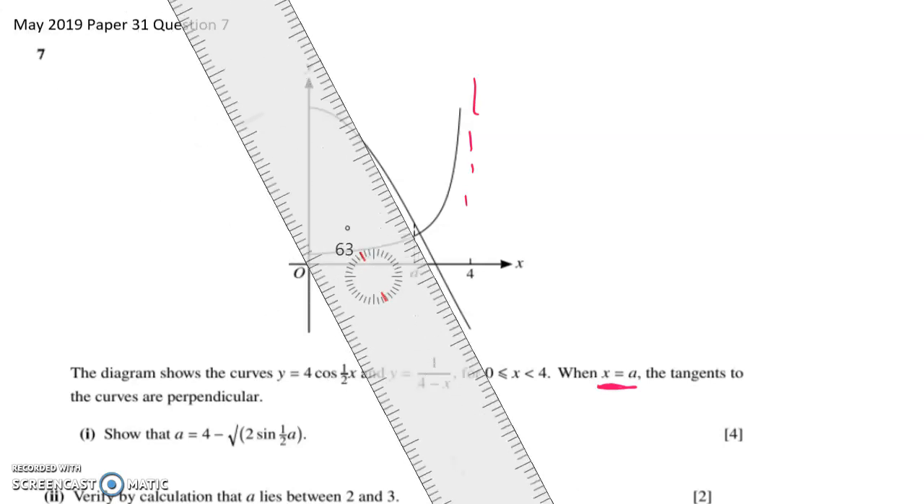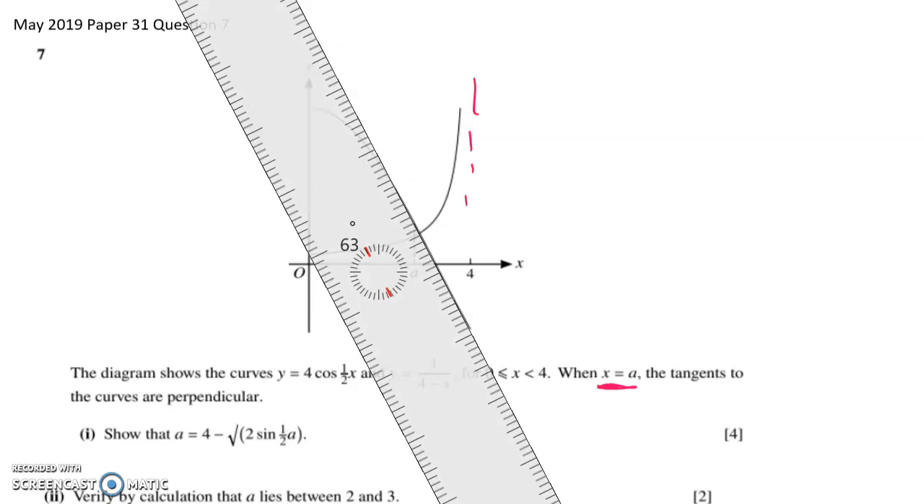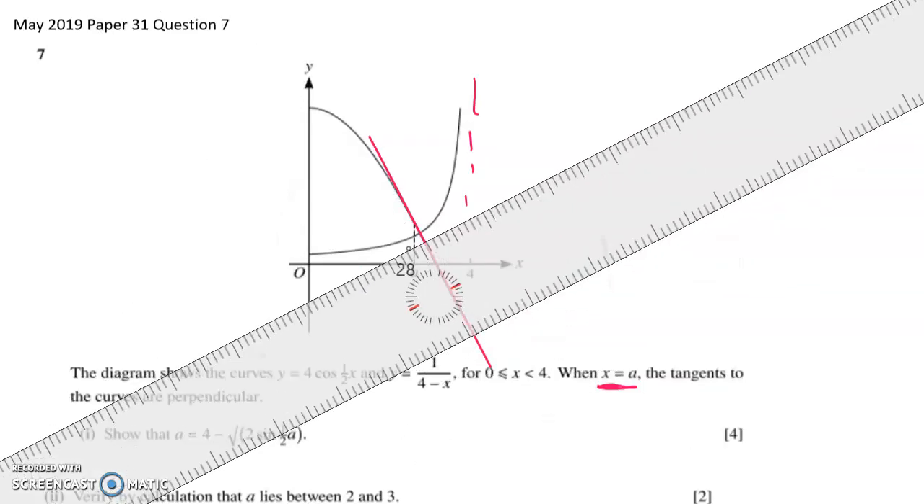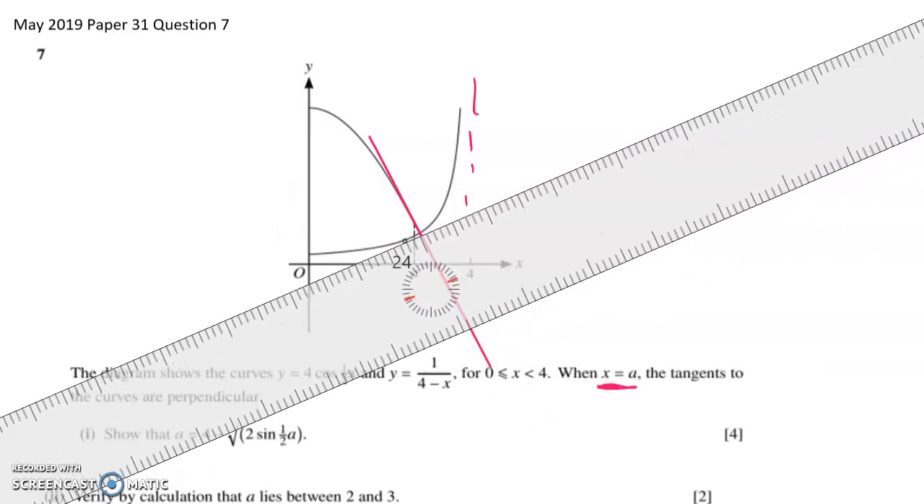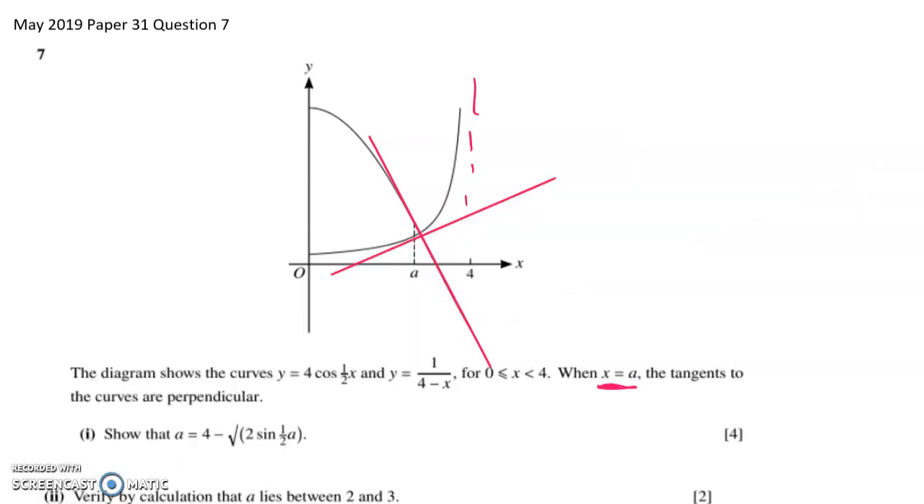We can grab the ruler to see what we're talking about here. Here's the tangent at point A for that one, and here's the other, and you can see it working beautifully. So there's the tangent at point A there, and those tangents are perpendicular to each other. We have to show that A fits this condition, and then we have to show by calculation that A lies between 2 and 3.